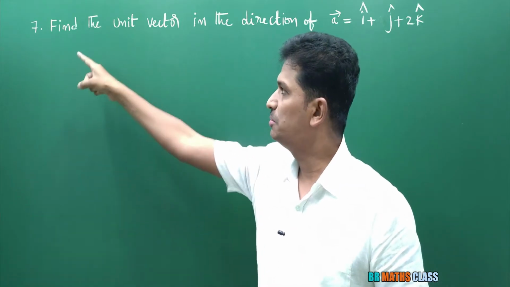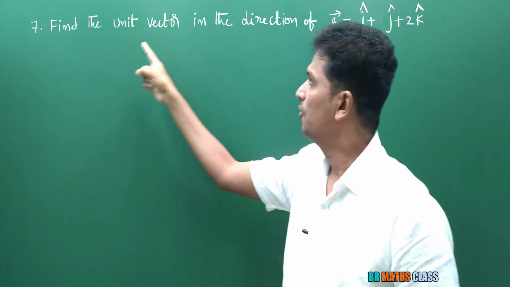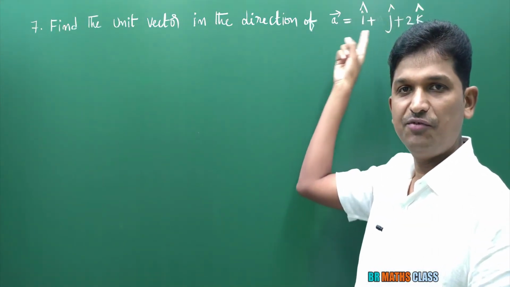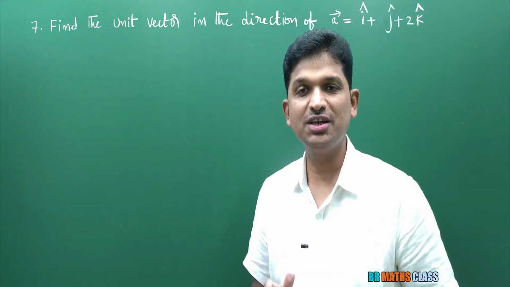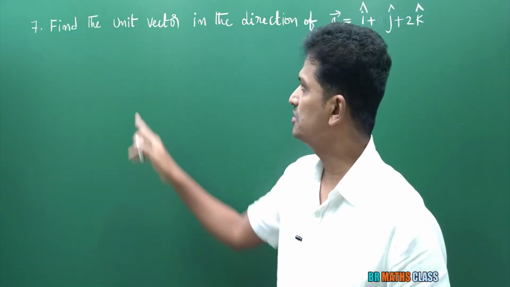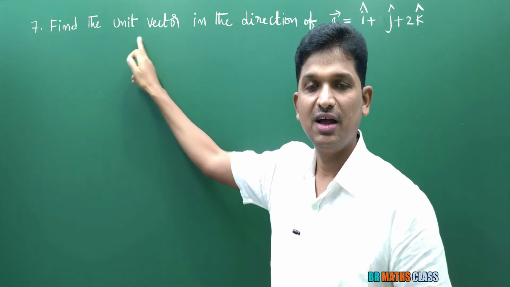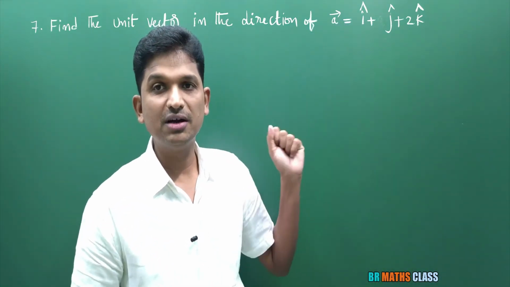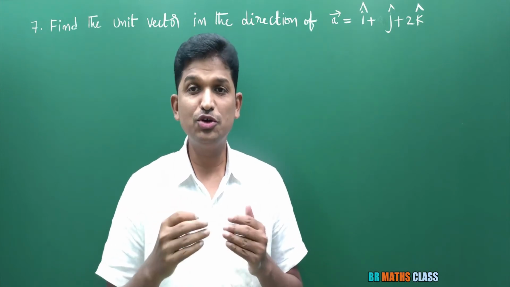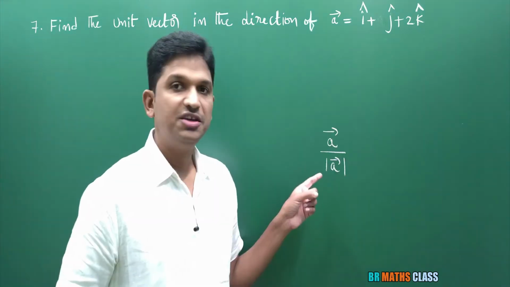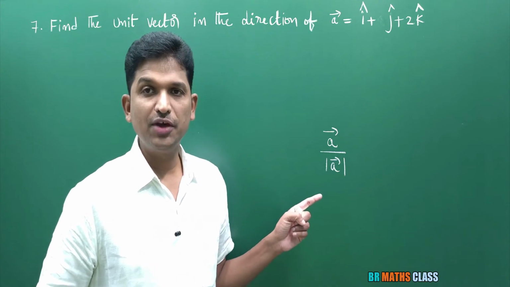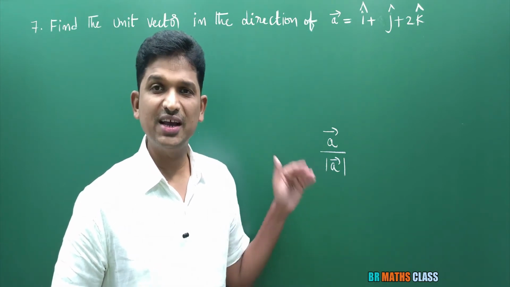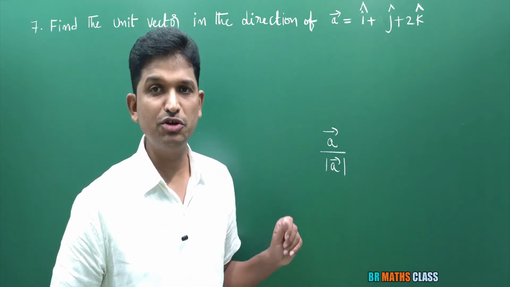You see this question number 7, what they are asking. Find the unit vector in the direction of A bar. They given vector A bar. In this question, 2 things you need to observe. First one, unit vector, and that unit vector is in the direction of this vector A bar. While learning the definition of unit vector, you learn this point. A bar divided by magnitude of A bar is a unit vector in the direction of A bar. This I clearly discussed in the definition of unit vector.